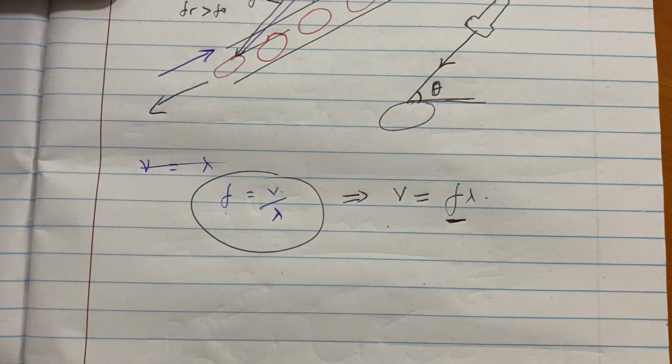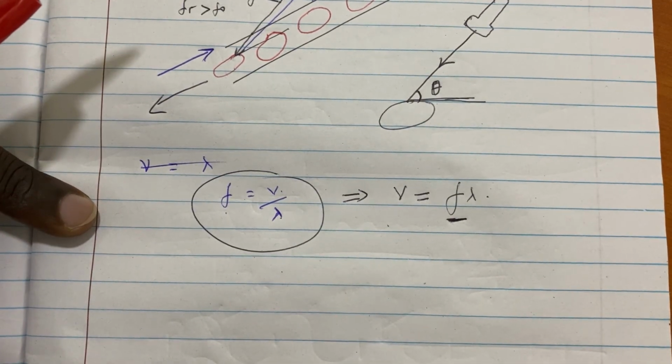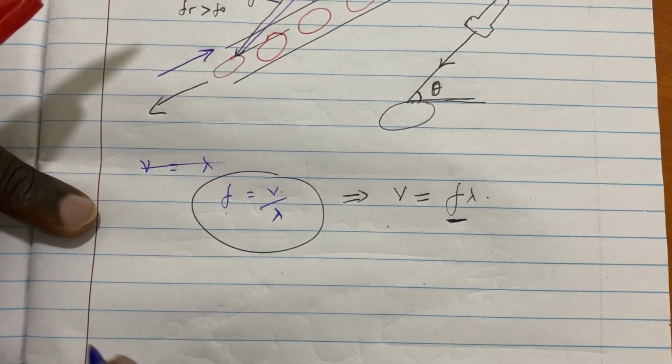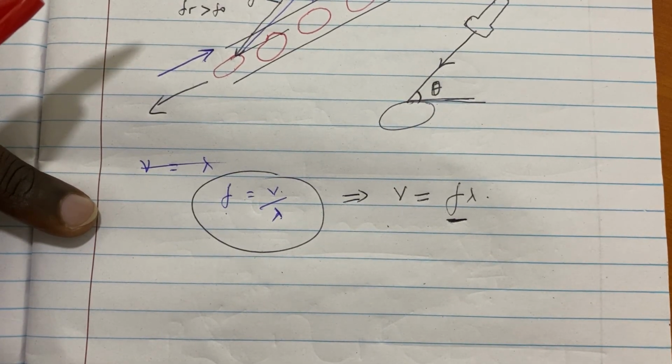Remember this. You see, this is the formula for frequency. But also, there is speed of sound in air. It is a constant. Speed of sound in different media is constant.